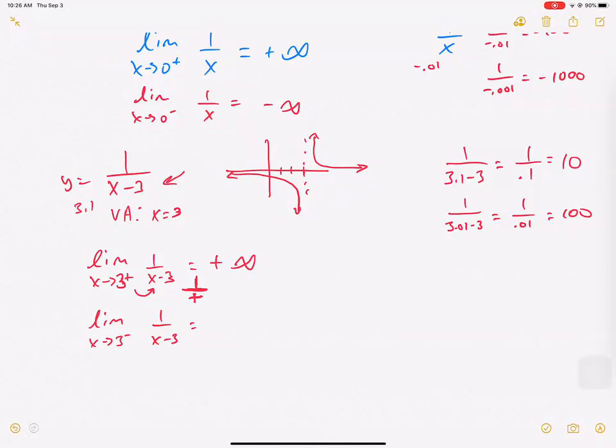Let's look at from the left. If I put something like 2.9, wouldn't 2.9 be smaller than 3? That means this is going to be 1 over a negative fraction. And a positive 1 divided by a negative will always lead me to a negative number. And it can't be as simple as that, by you just throwing in a number to the right or to the left and then making a judgment call. Would that be a positive or negative fraction? And that would lead us to an infinity, a positive infinity or negative infinity.